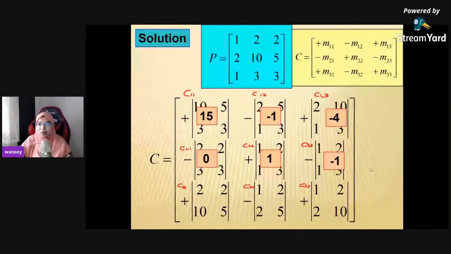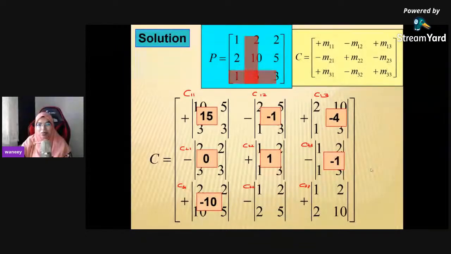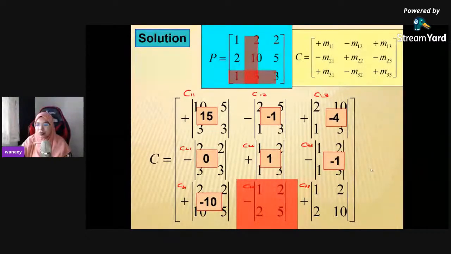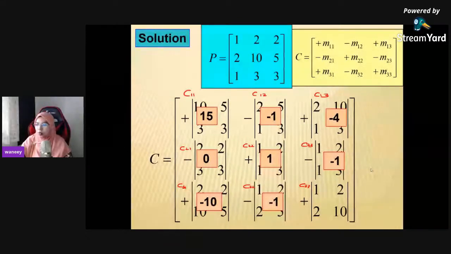And then C31, deleting third row, first column. So 2, 2, 10, 5. 2 times 5 minus 2 times 10. So that will give us negative 10. And then deleting third row, second column. So 1, 2, 2, 5. 1 times 5 minus 2 times 2. So that will give us negative 1.